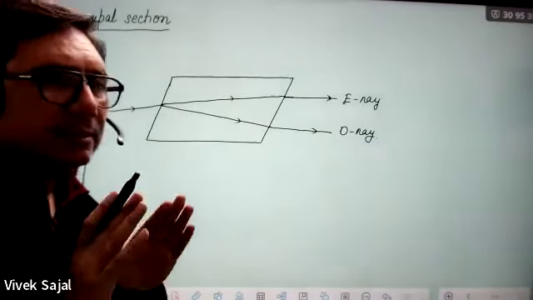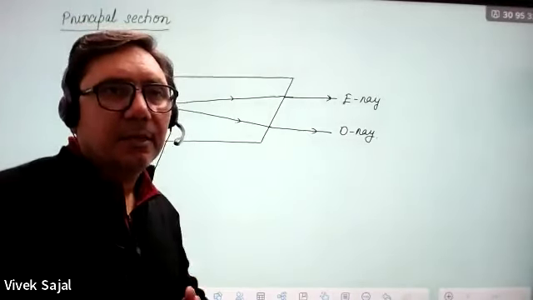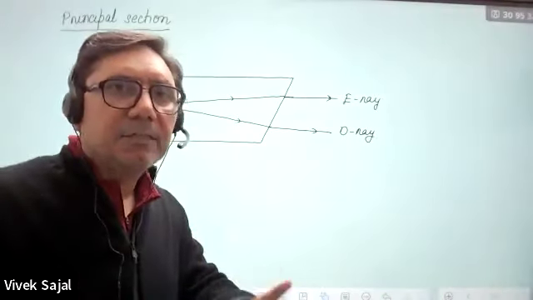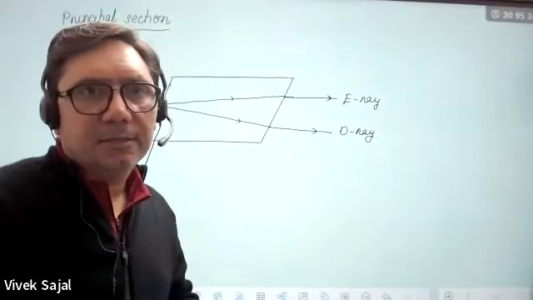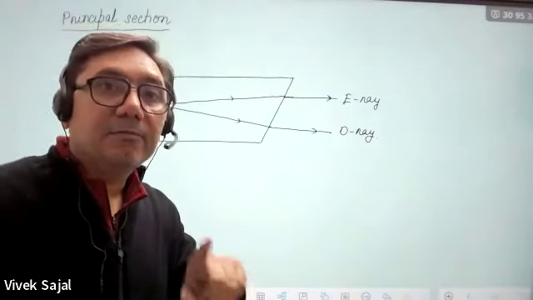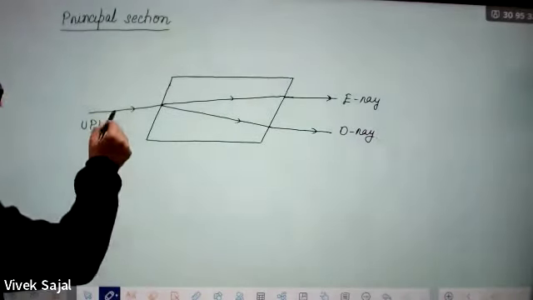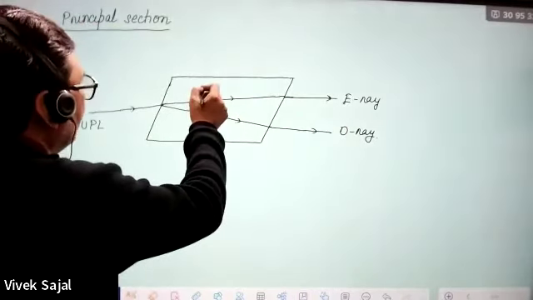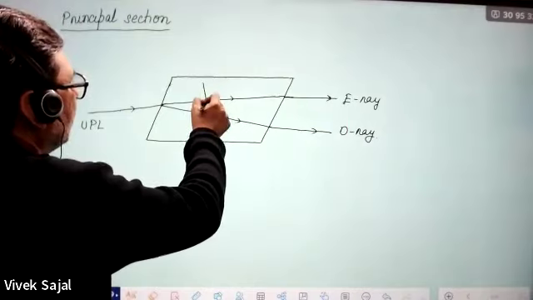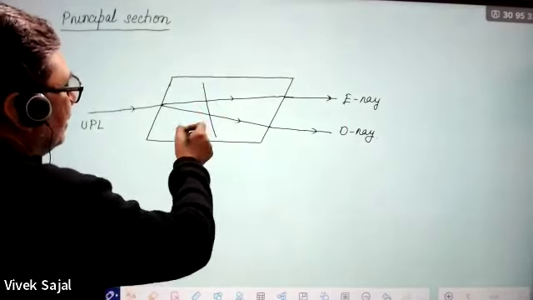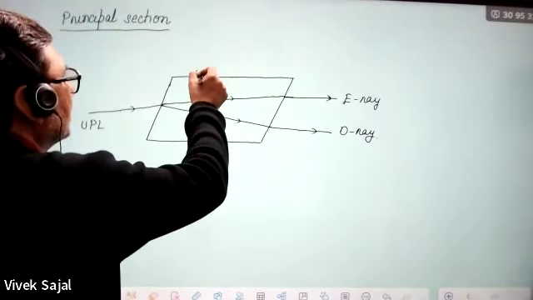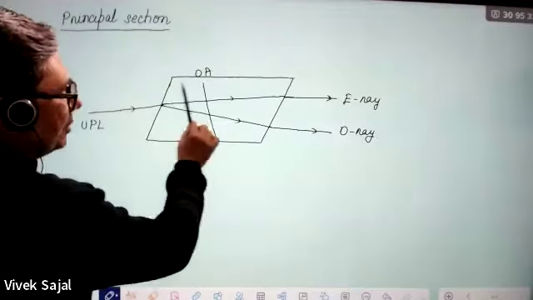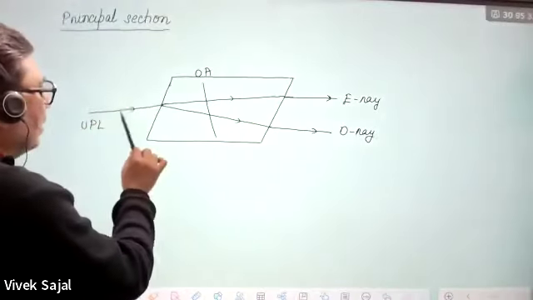The principal section is a plane. Try to understand: the principal section is a plane which contains the optic axis, the incident light and the refracted lights. Suppose this is the optic axis; it can be anywhere, here or here. Consider this plane. This is the incident light.